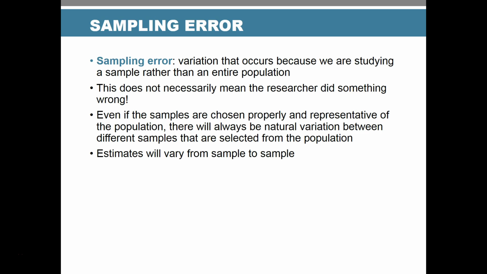So if we take a population of 1,000 people and we draw 10 different samples of 100 people, the estimates from those samples are going to vary slightly. If we've done a good job choosing our sample and carrying out our study, they'll be pretty close together, but they're not going to be exactly the same, and that's sampling error.